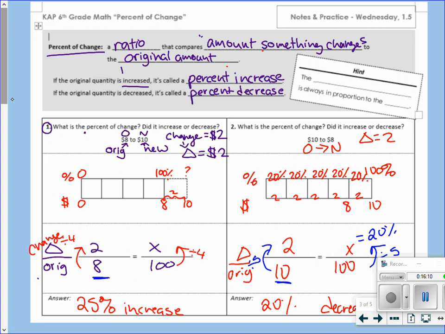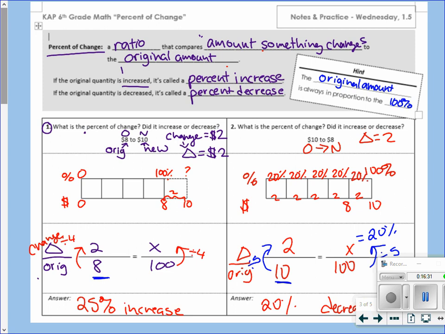Okay? So a little helpful hint, now that we've had our brain wrapped around it: the original amount is always proportional to the 100%. It always goes along with that 100%.